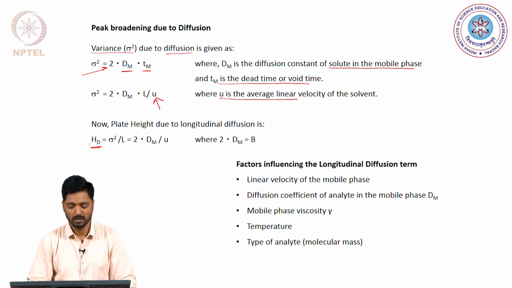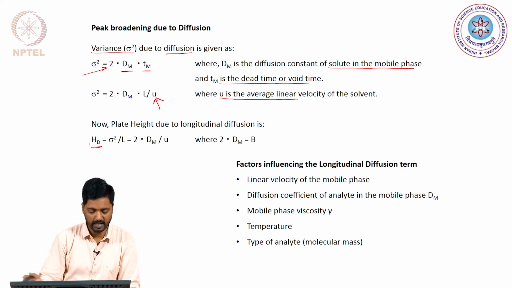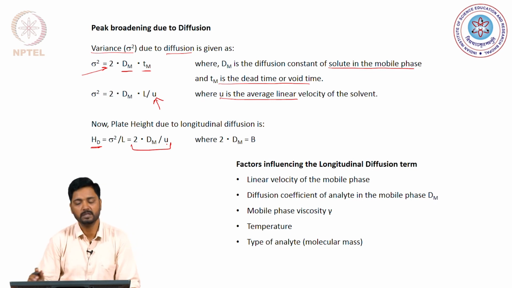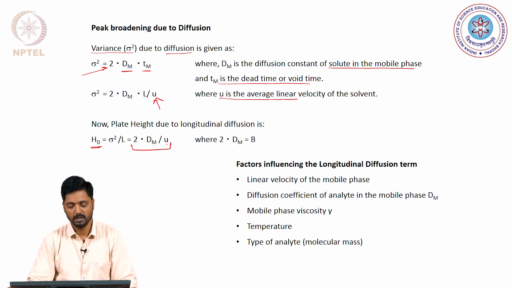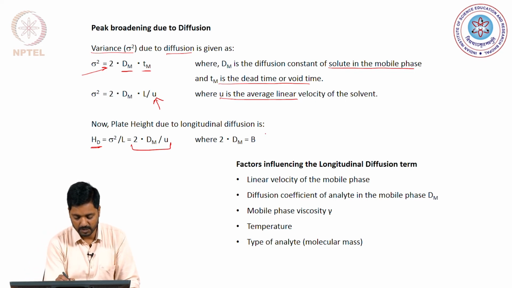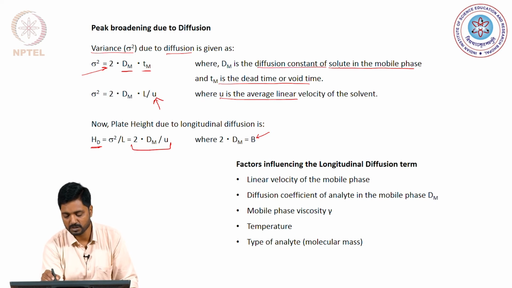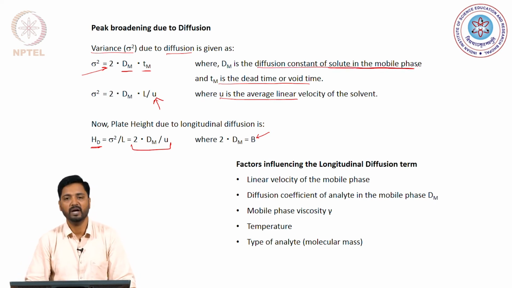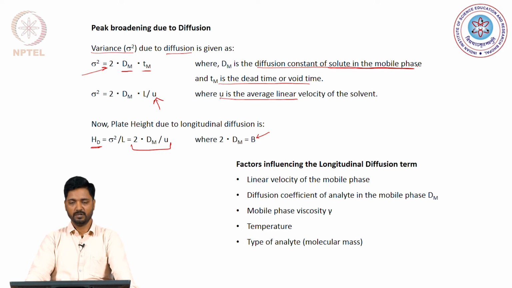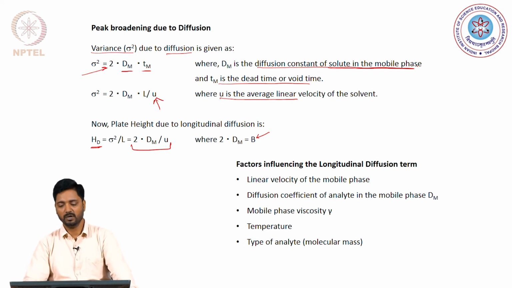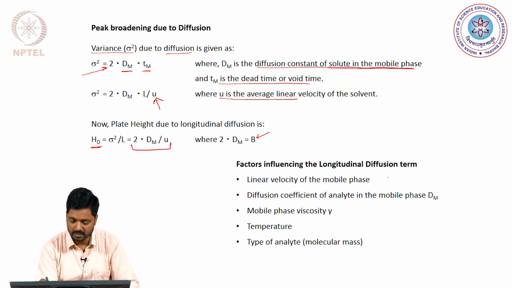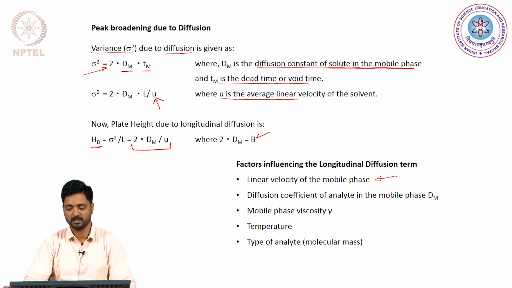When we rearrange all of this, we get the plate height arising due to the longitudinal diffusion as sigma square by L, or 2 into Dm by u. Now, this 2 into Dm by u is actually our longitudinal diffusion term. So, it mainly depends upon the diffusion constant of the solute in the mobile phase. So, the factors that influence this longitudinal diffusion term will be the factors that govern the diffusion of the solute in the mobile phase.